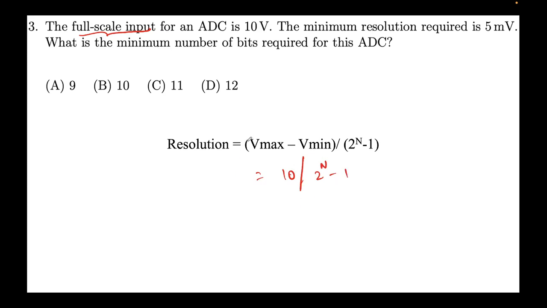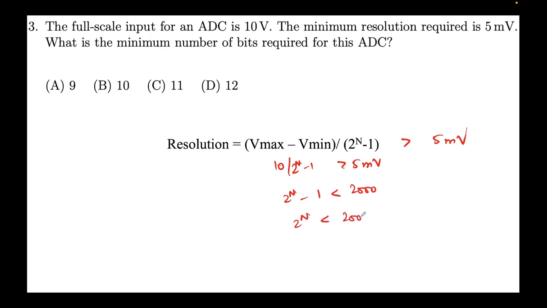Resolution is given. This value has to be greater than 5 millivolts, given in the problem. So I can write 10 divided by 2 raised to the power n minus 1 should be greater than 5 millivolts. This will give me 2 raised to the power n minus 1 should be less than 10 by 5 millivolts, which is 2000. Let me just see if I've done this correctly: 10 by 5 is 2, and 1000, yes, 2000. So 2 raised to the power n should be less than 2001. So n should be less than log to the base 2 of 2001, right?